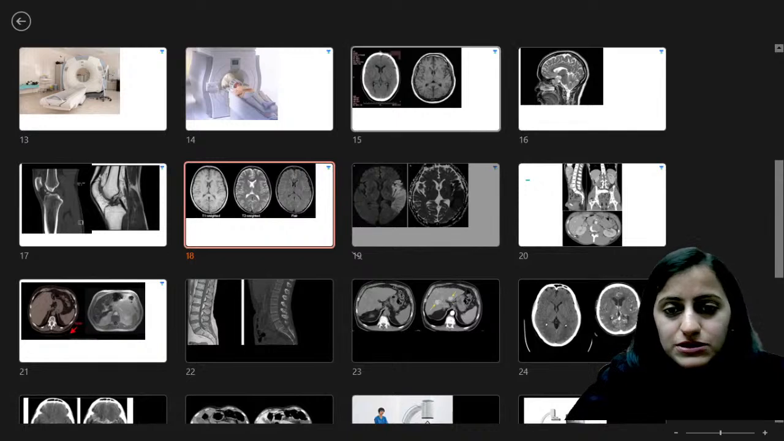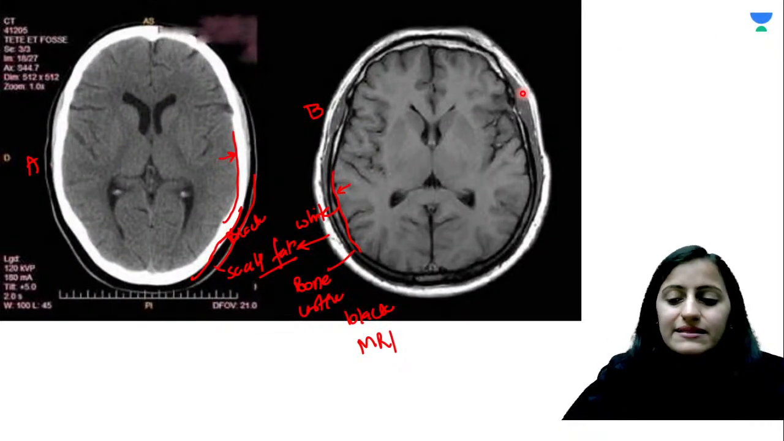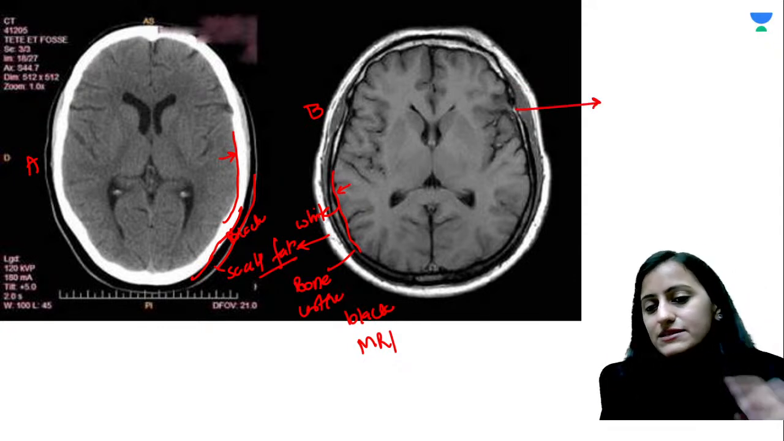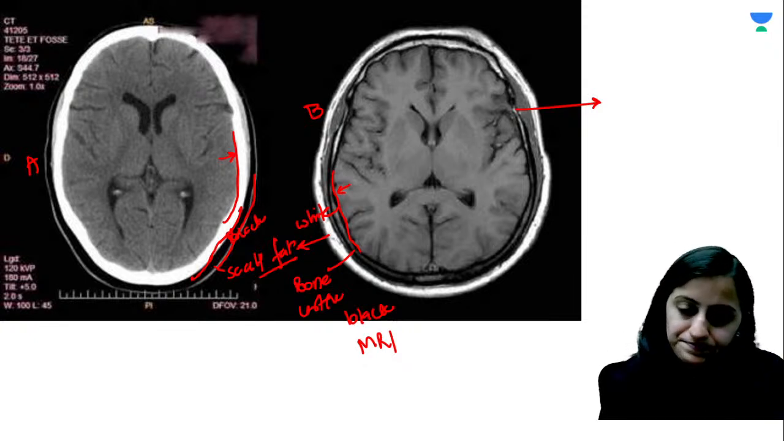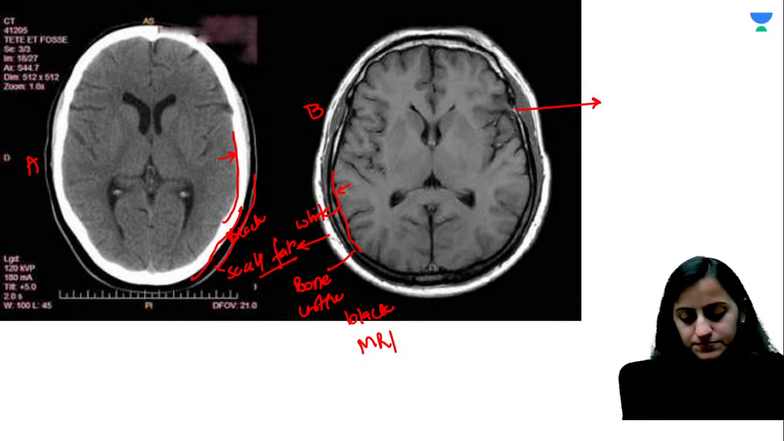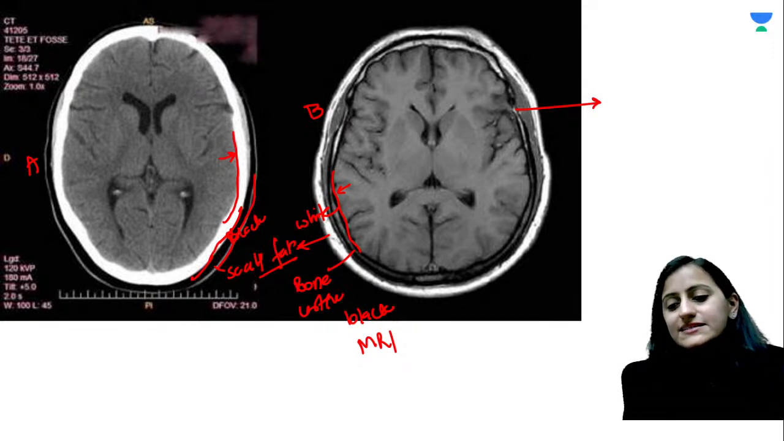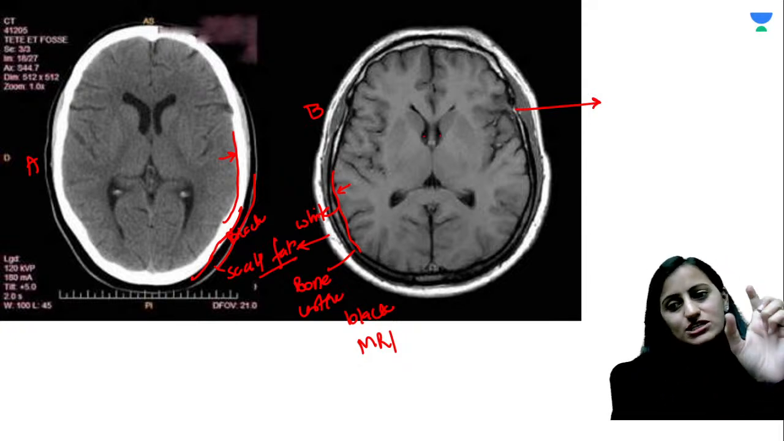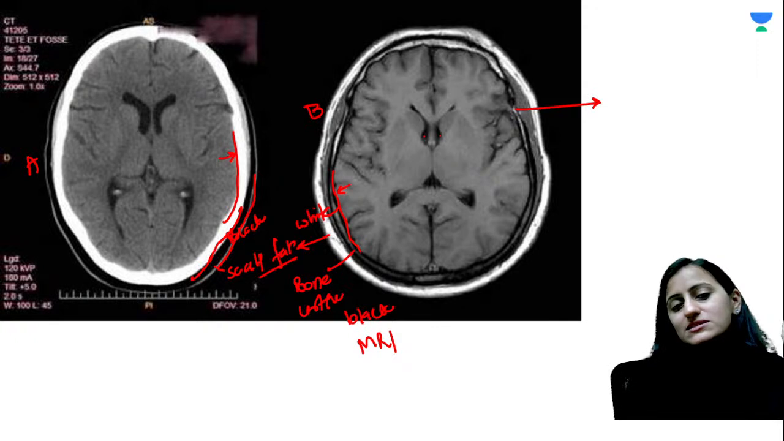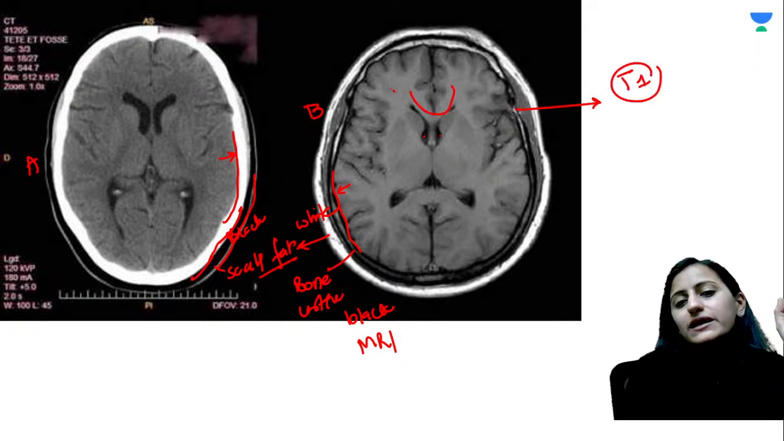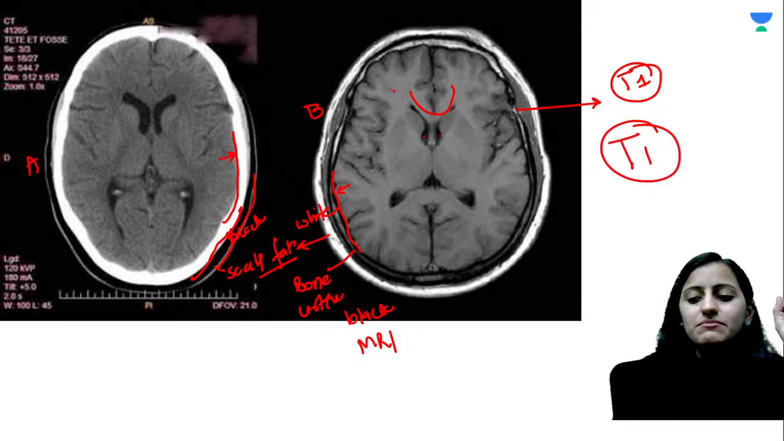If I go back to the image here, this MRI that we saw, based on what we learned, tell me what MRI sequence is this? Is this T1, T2 or FLAIR? The water is not white, so it is not T2. White matter is white. Anatomy followed. Very good. It's a T1 weighted MRI.